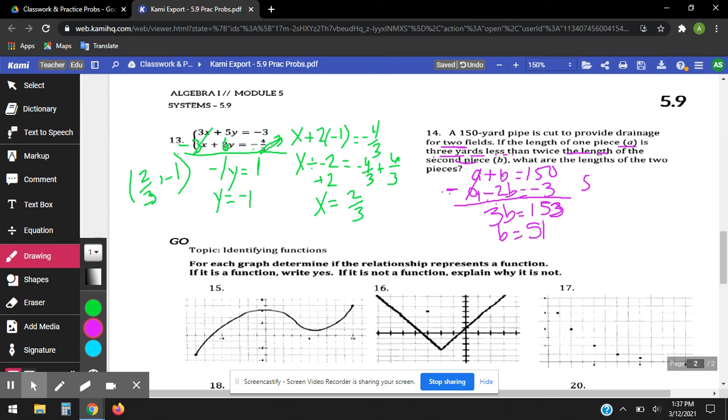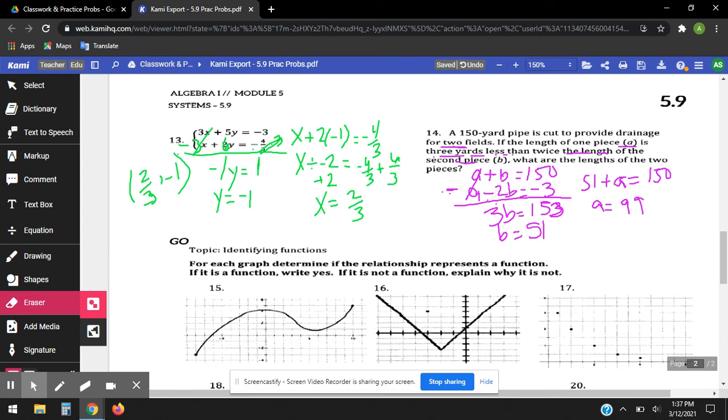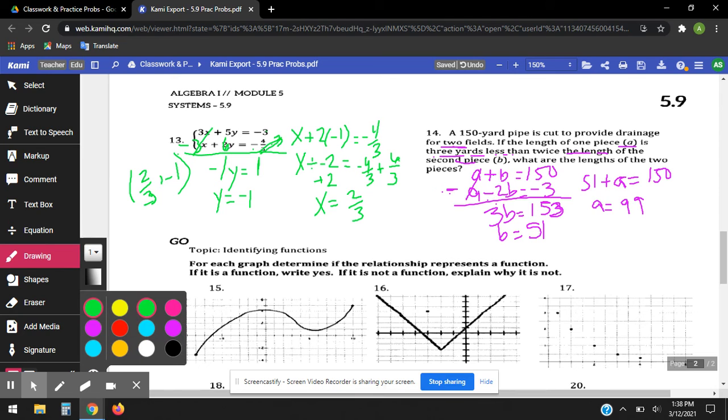And if 51 plus a equals 150, then a must equal 99. So my two lengths are, we'll just circle a different color here since it's not really a coordinate. A is 99, B is 51.